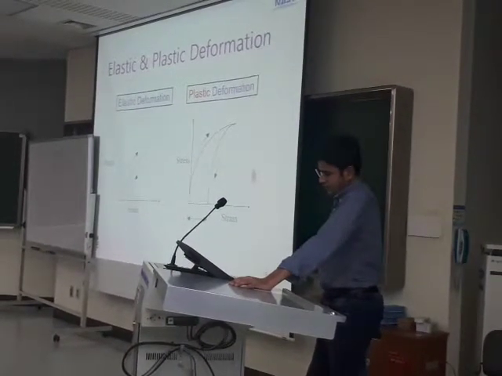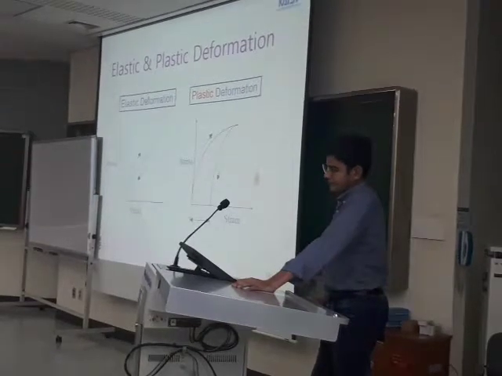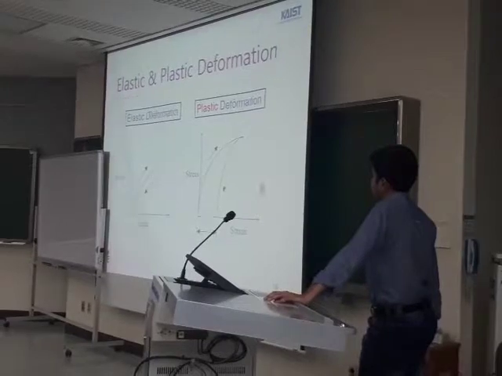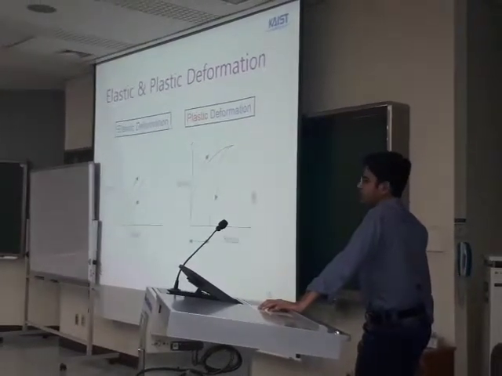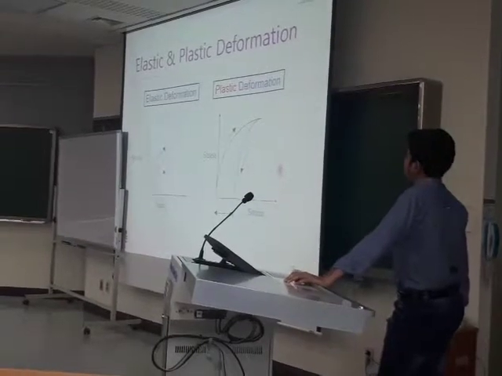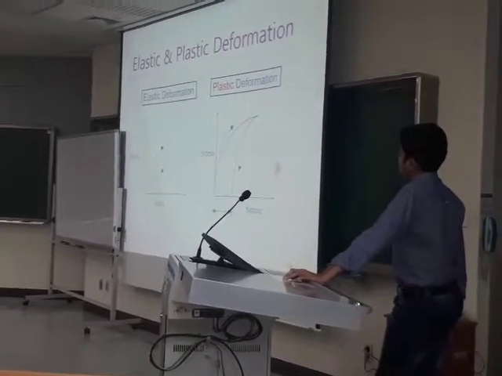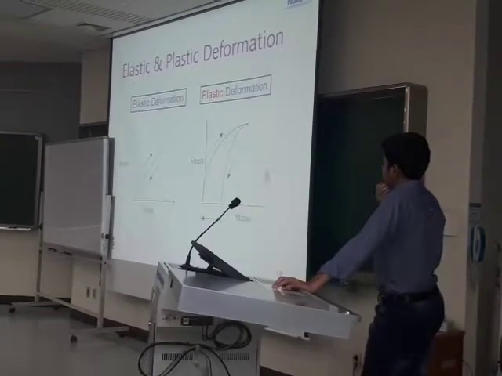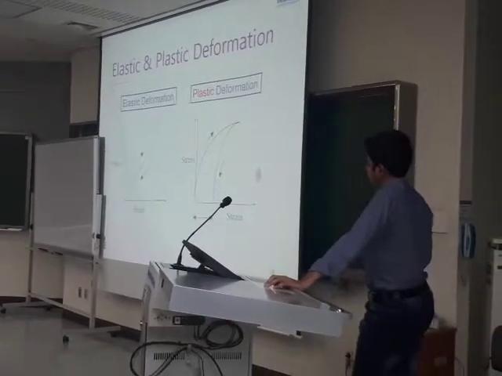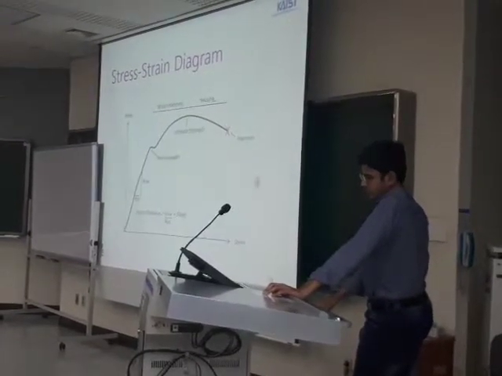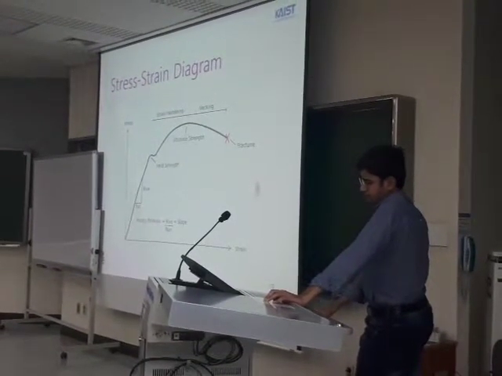Elastic and plastic deformation. In elastic deformation, when we remove the applied load, the body or material returns to its original shape, while in the case of plastic deformation, this is not the case. There is some strain induced, and it is not returning to its original state.